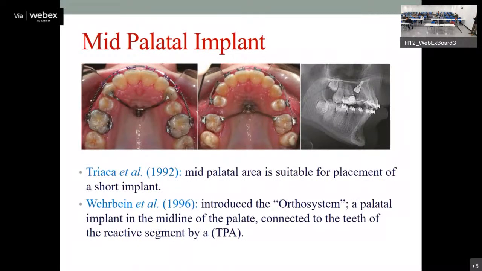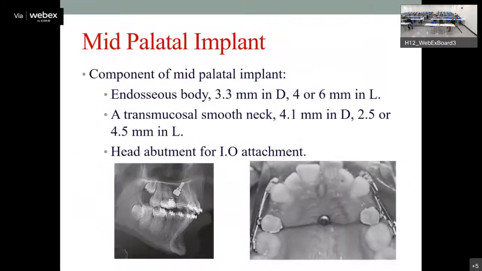et al. in 1996 through introduction of the Orthosystem, which is a palatal implant placed in the midline of the palate and connected to the teeth through a transpalatal arch. Why the midpalatal area? Because it's been suggested that the midpalatal area is suitable for placement of a short implant. It has good quality bone and also it's away from the roots of the upper incisors. So, the midpalatal implant consists of three parts.